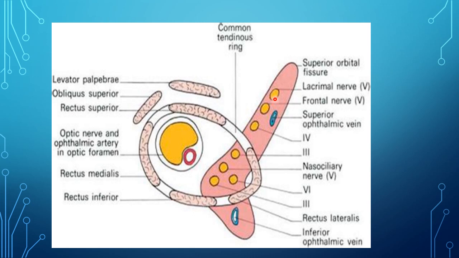So here you have the lateralmost part, you have the lacrimal nerve, then you have the frontal nerve, this is the trochlear nerve, this is the superior ophthalmic vein. In addition, you have 2 arteries also in this region. Then in the middle part, you have the third nerve, that is oculomotor nerve, superior and the inferior divisions of the oculomotor nerve, nasociliary nerve and the abducens nerve. And in the medial part or medial area, you have the inferior ophthalmic vein and some sympathetic plexus.